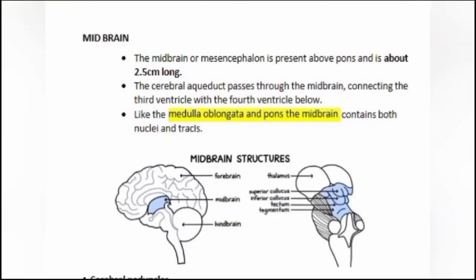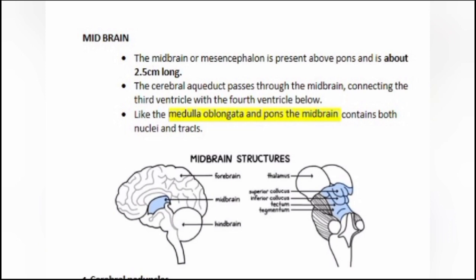Like in the name, midbrain is present in between, that is between the thalamus and pons. It is about 2.5 cm long and it connects the third ventricle with the fourth ventricle. And midbrain consists of four main parts, that is cerebral peduncle, tectum, substantia nigra, and red nuclei.